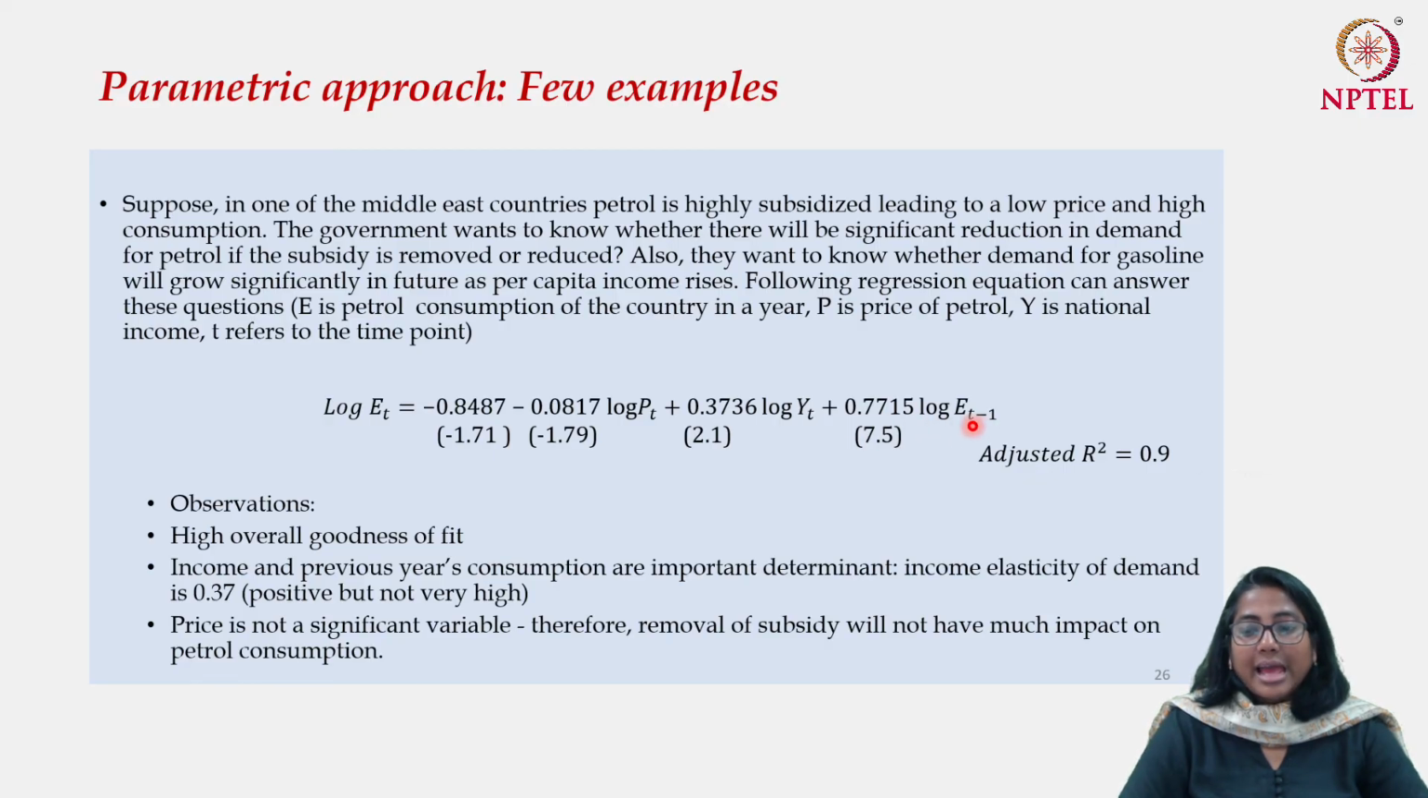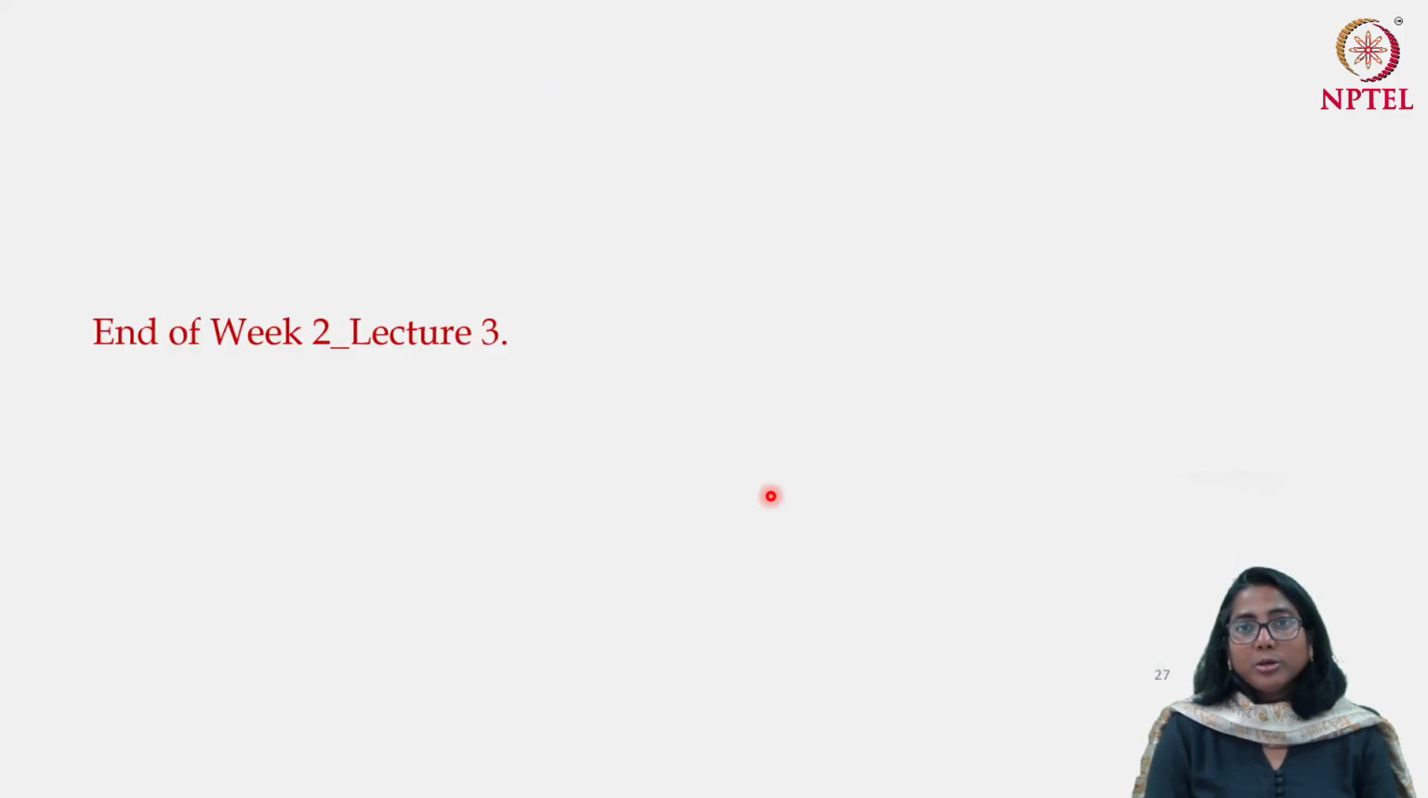So obviously the lagged value of energy consumption is going to impact today's energy consumption. So this way it gives you a very important policy implication that price is not really the channel for intervention if you want to get results in terms of reduced energy demand. You have to do it in some other way, because as income increases, anyway the consumption of petrol will increase in this particular country.